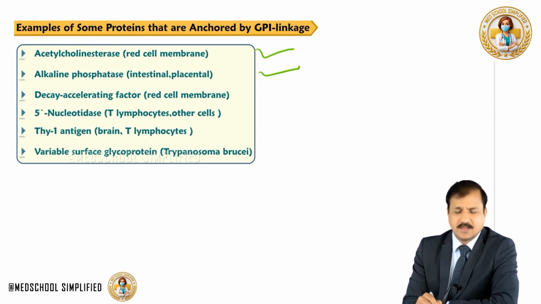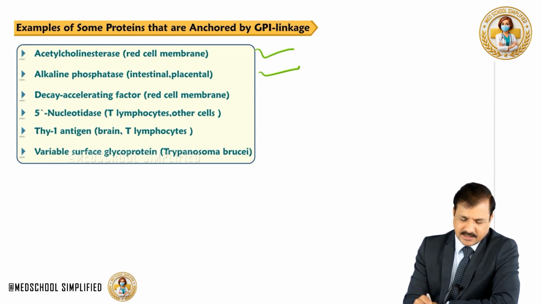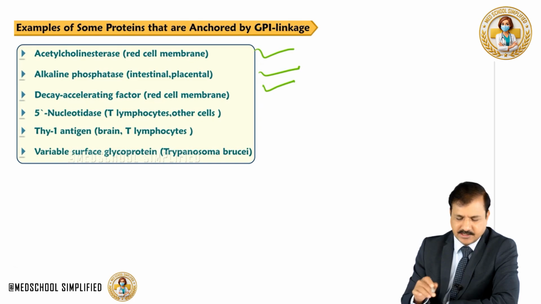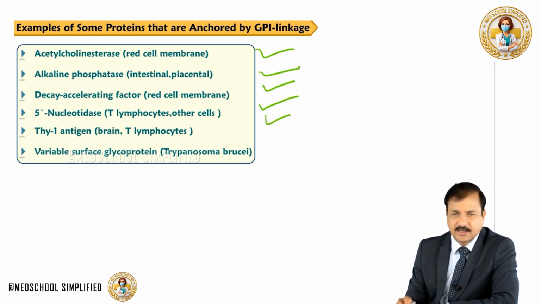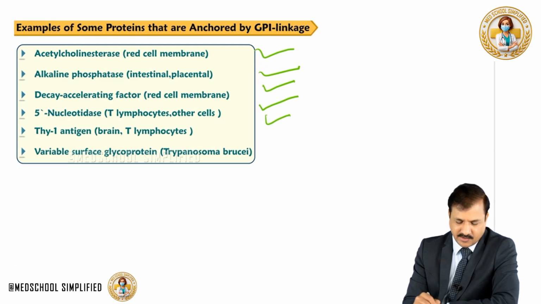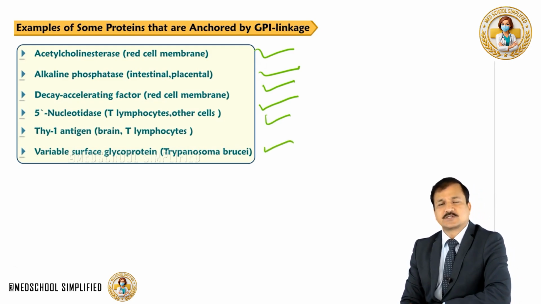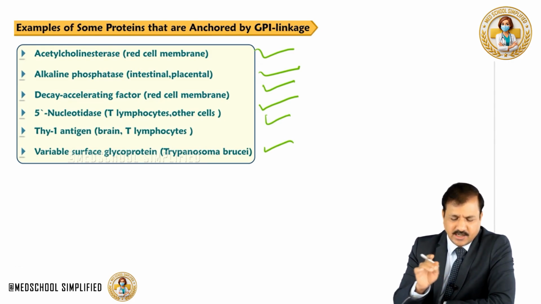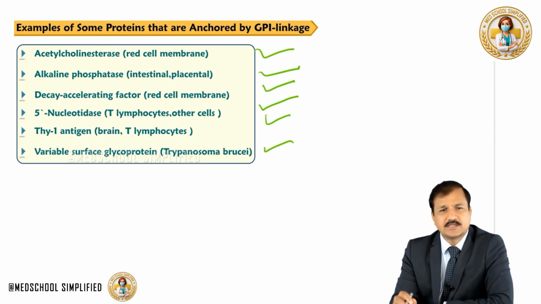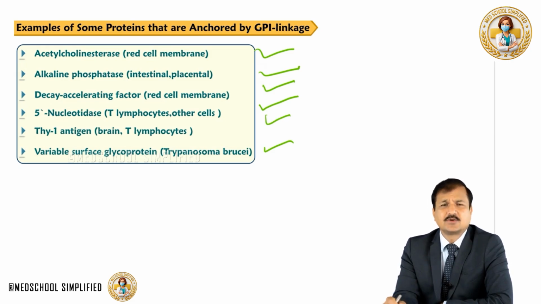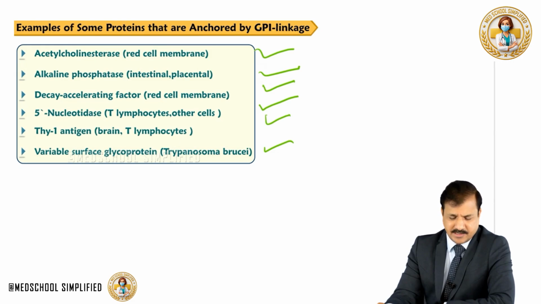alkaline phosphatase present in the intestine and placental membrane. Then we have decay accelerating factor present over the red blood cell membrane, 5' nucleotidase present over T cells and other cells, and Thy-1 antigen present over brain and T lymphocytes, and also variable surface glycoproteins found over Trypanosoma brucei. So these are some examples of proteins which use GPI anchors to be attached over the cell membrane.